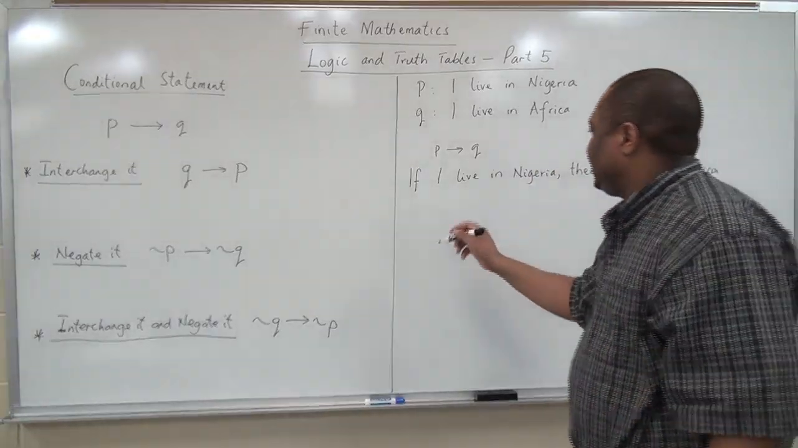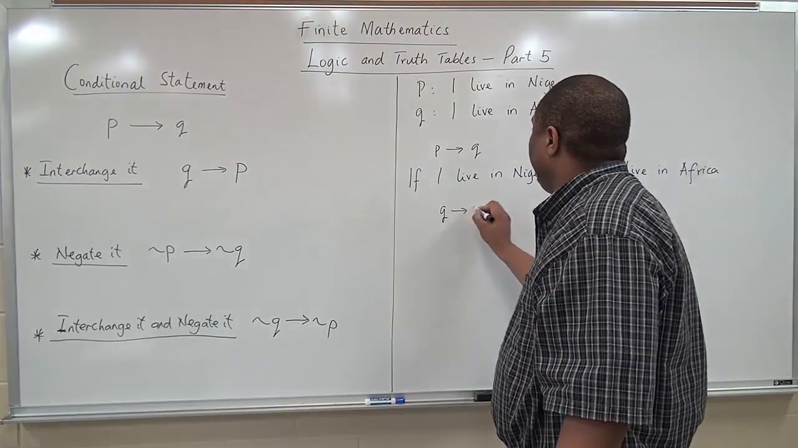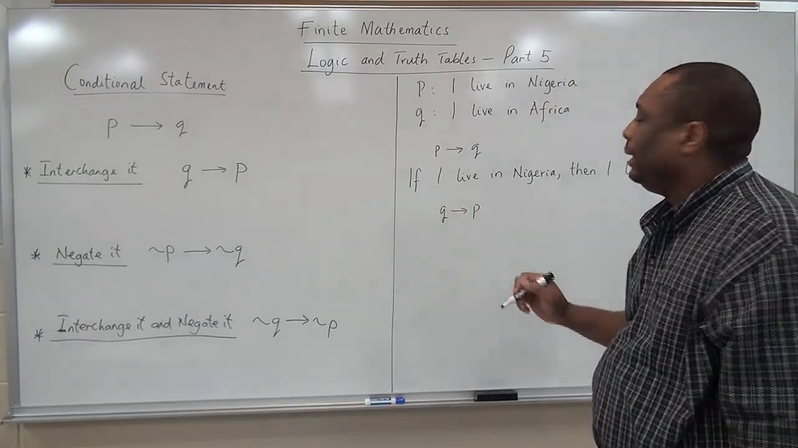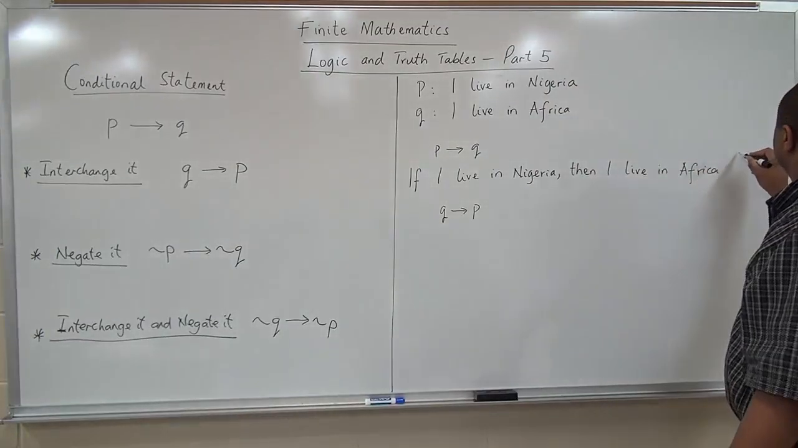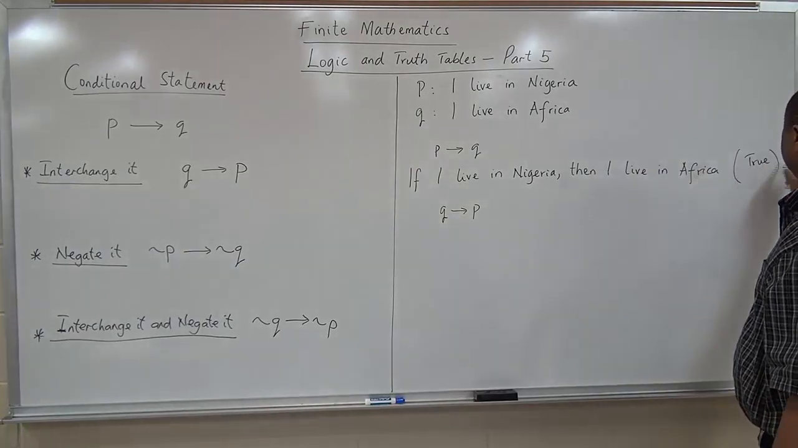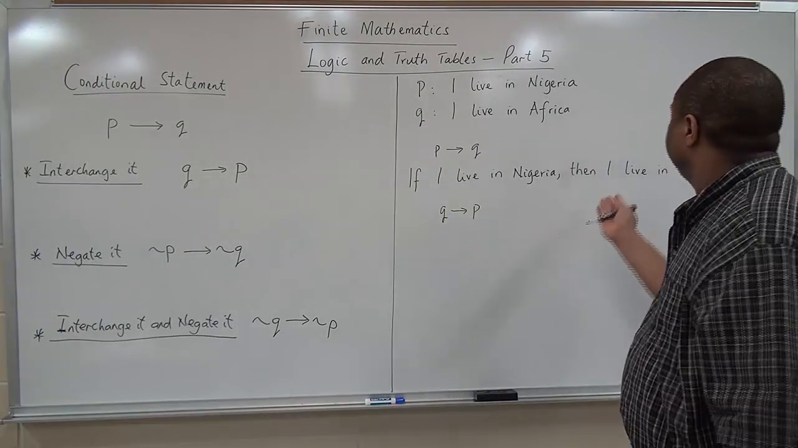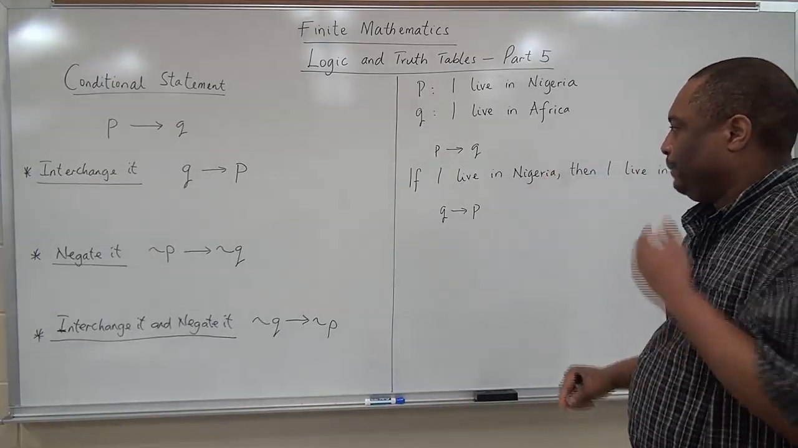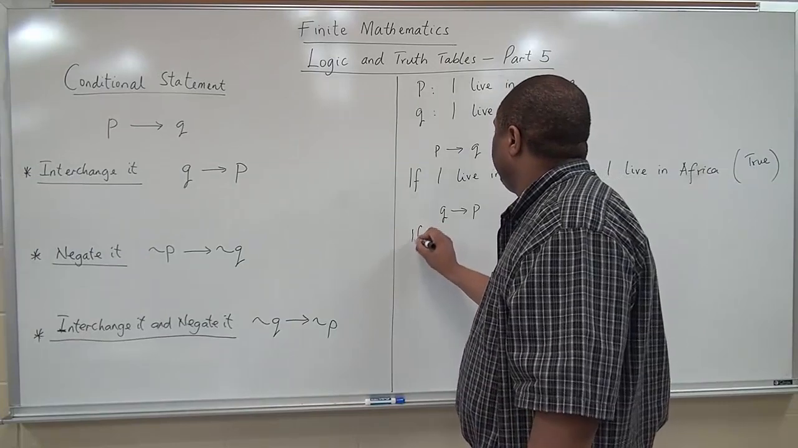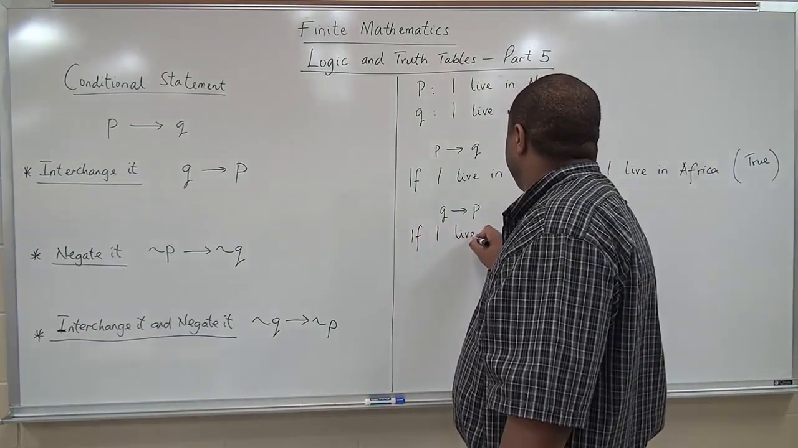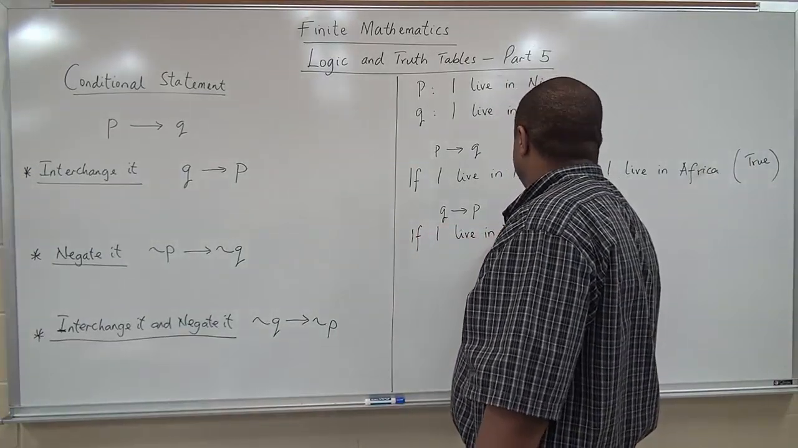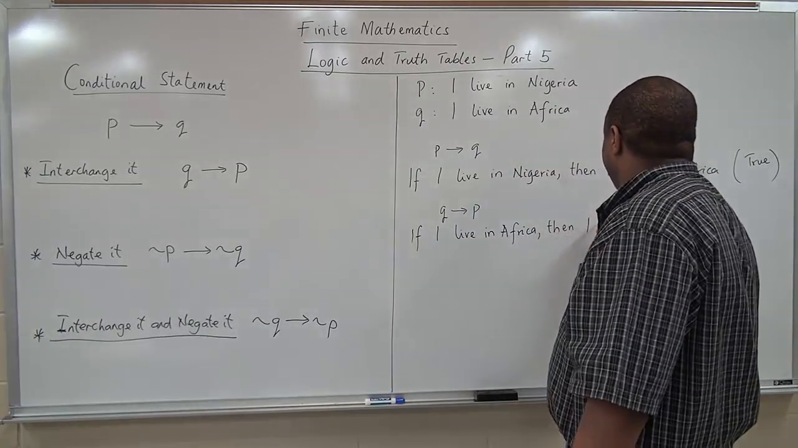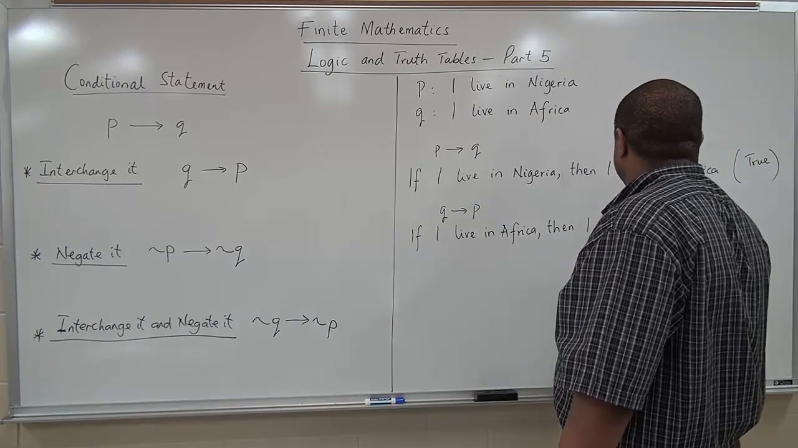Now, if we interchange it, Q implies P. Right? So this is true for those of us that know history, because Nigeria is in Africa. Q implies P: if I live in Africa, then I live in Nigeria.